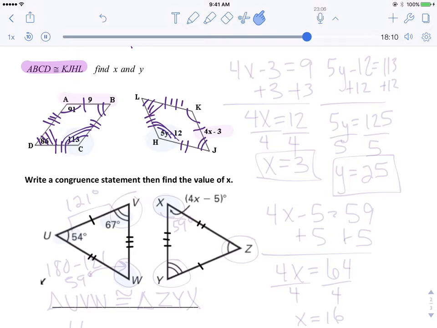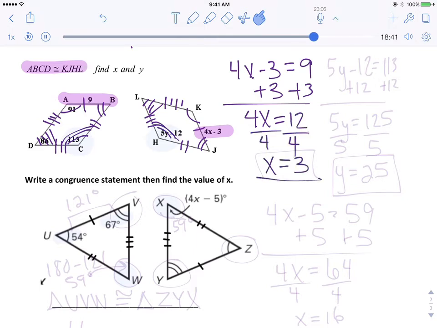Now that I've found those, I can see that I'm looking for X and Y. So my X is right here. So the corresponding side for KJ, again, we're looking for that single tick mark, is AB. So we can say that 4x minus 3 equals 9 and solve that equation. Divide by 4. So x is 3.